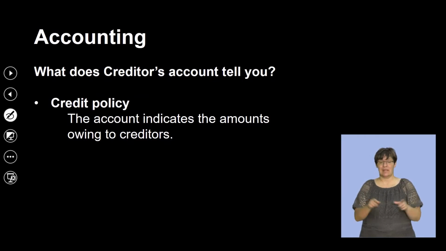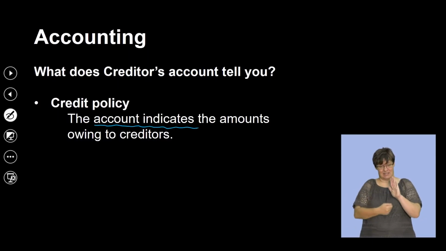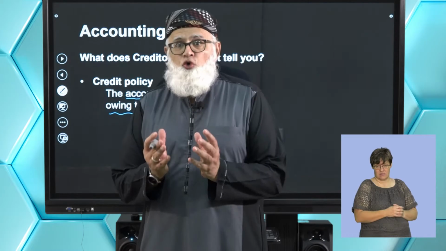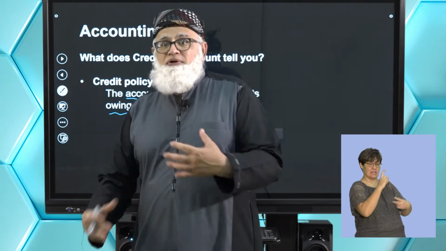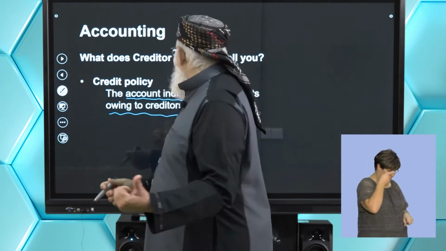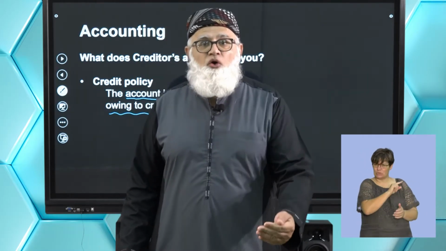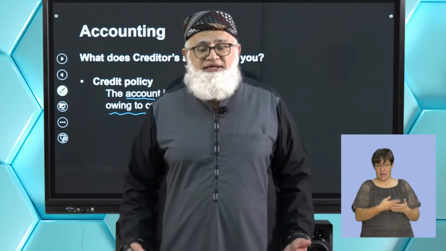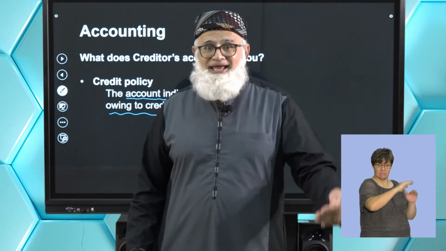It also tells you the credit policy. In other words, the account indicates the amounts owing to creditors. By the same token, we need to control people that are buying from us on credit. Those are our debtors. But when we are buying on credit, we want to know how much we are owing our creditors. Why is that important? Because it gives us an indication of whether we will be able to meet our obligations. Will we settle our creditors' accounts on time?